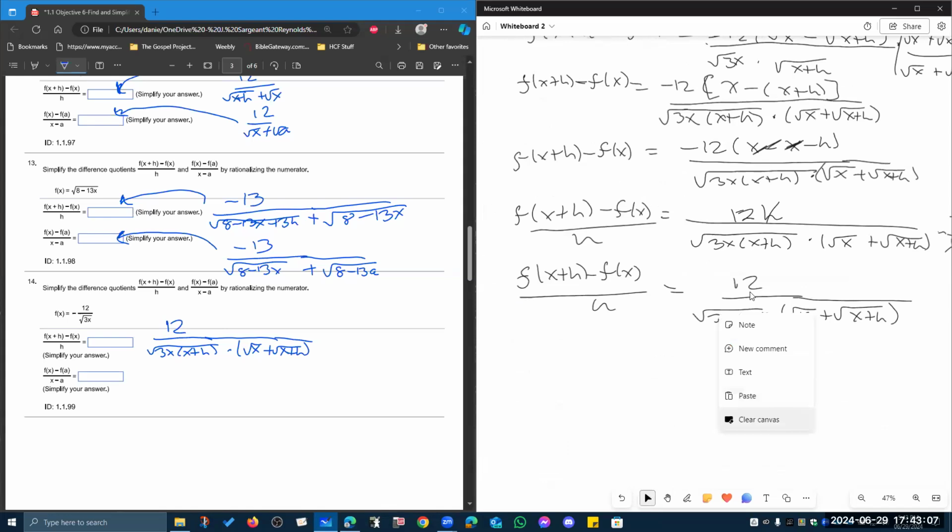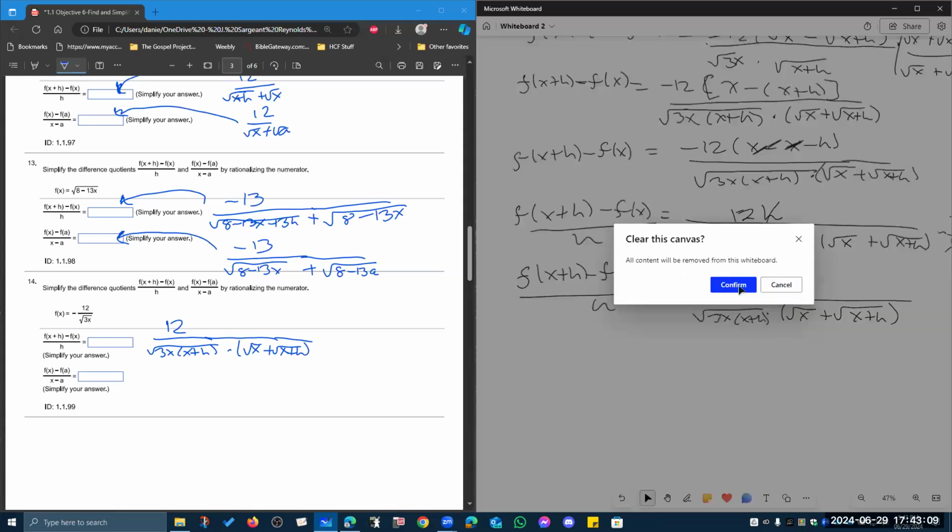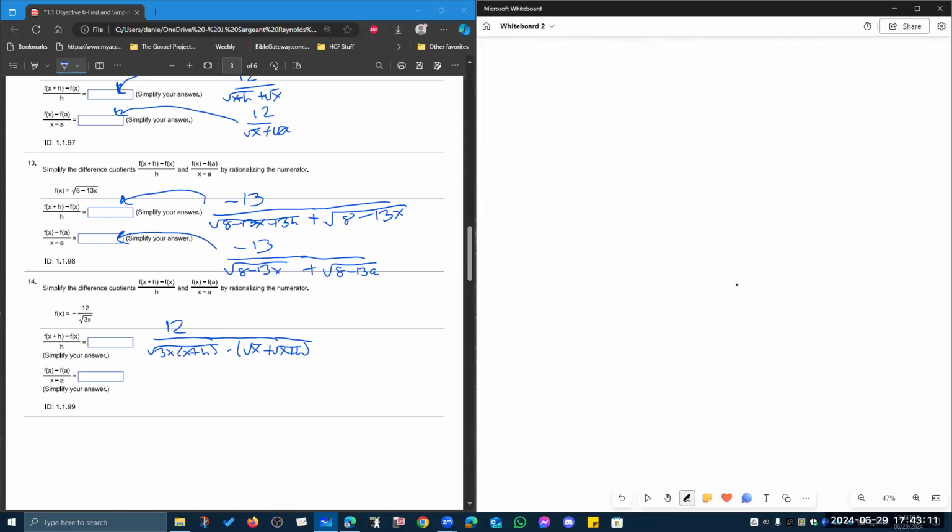So let's clear the canvas. I'm going to tell you that I expect, because I left all the x plus h's factored there, I expect this answer to be 12 over root 3xa times root x plus root a. That's why I left all the x plus h's there, but that's what I expect to see when we're done with the second part. Let's see if that's what we get.